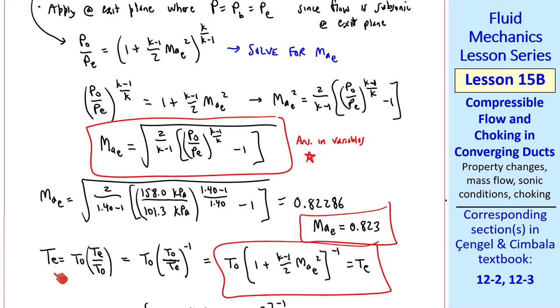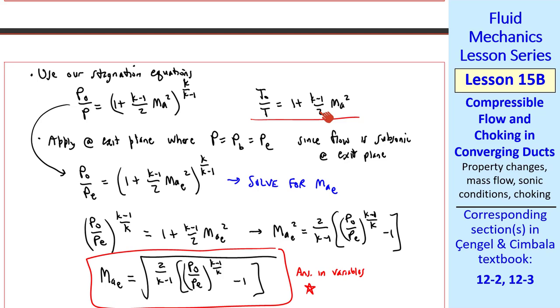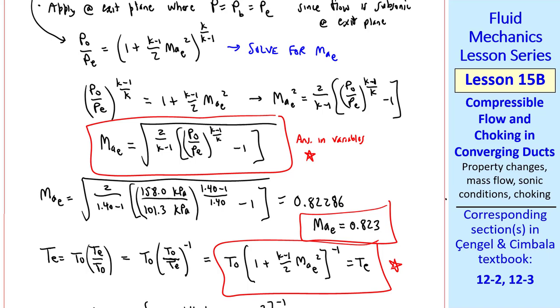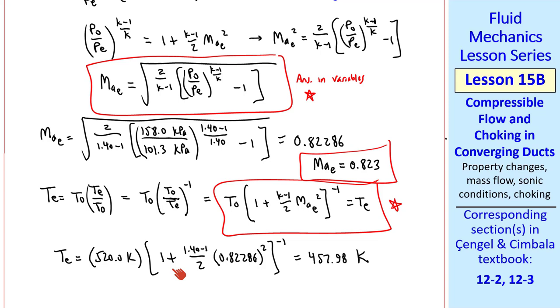To calculate temperature at the exit plane, TE, I write TE equals T naught times TE over T naught, or T naught times T0 over TE to the minus 1, since we have an equation for T0 over T. So let T equal TE and Mach number equal MAE, and I get this equation, which is our answer in variables for TE. Plugging in the numbers, T0 was given, 1 plus k minus 1 over 2, times MAE squared, and I'll use all 5 digits I have there, then the whole thing to the minus 1, and I get 457.98 K. My final answer to 3 digits is TE equals 458 K.